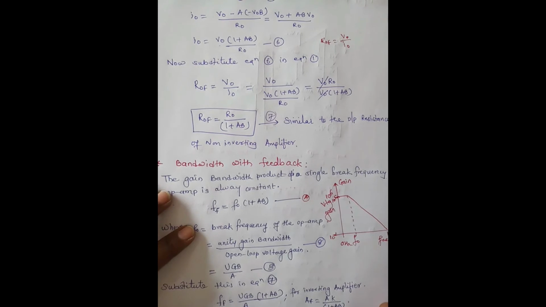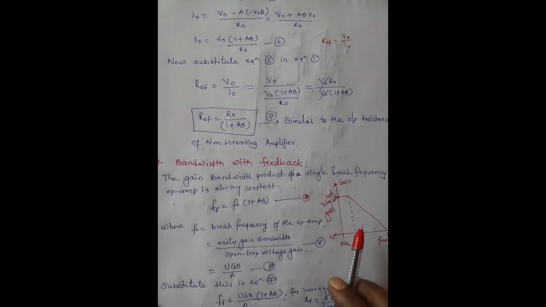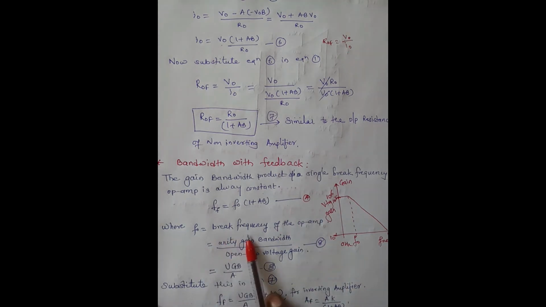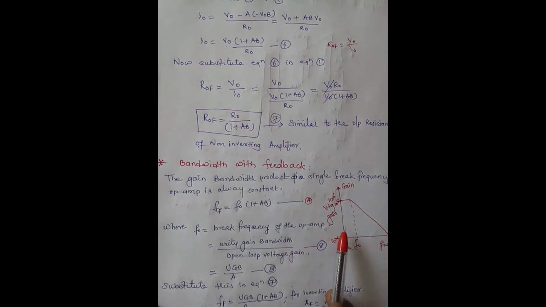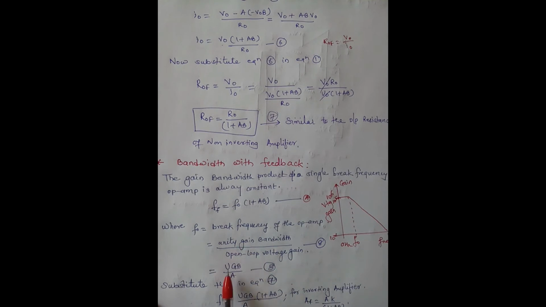Now for the inverting amplifier with feedback, we want to find out this bandwidth. This is for a single break frequency op amp, which we have already defined for the non-inverting amplifier. Bandwidth with feedback is F0 into 1 plus AB, where F0 is nothing but the break frequency of the operational amplifier. And from the definition of a single break frequency op amp, this F0 can be written as unity gain bandwidth divided by open loop voltage gain, that is UGB by A. Open loop voltage gain is A.